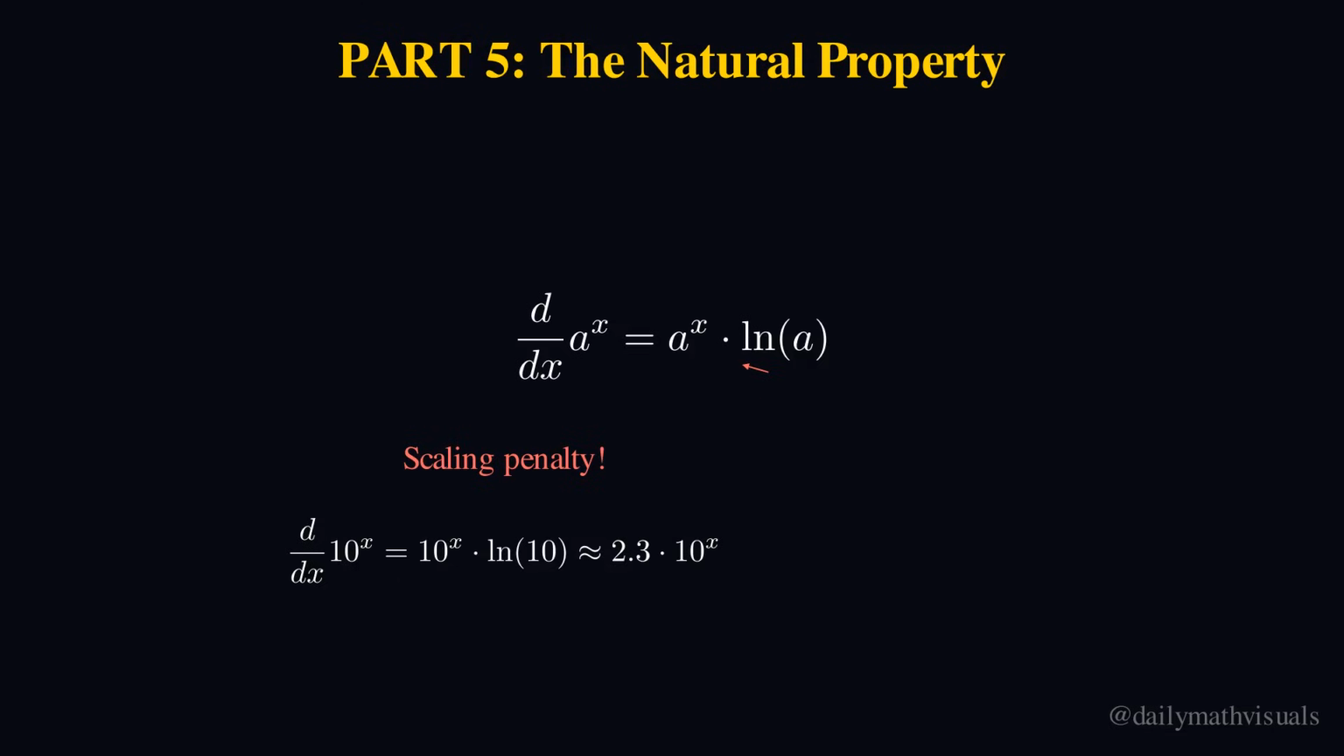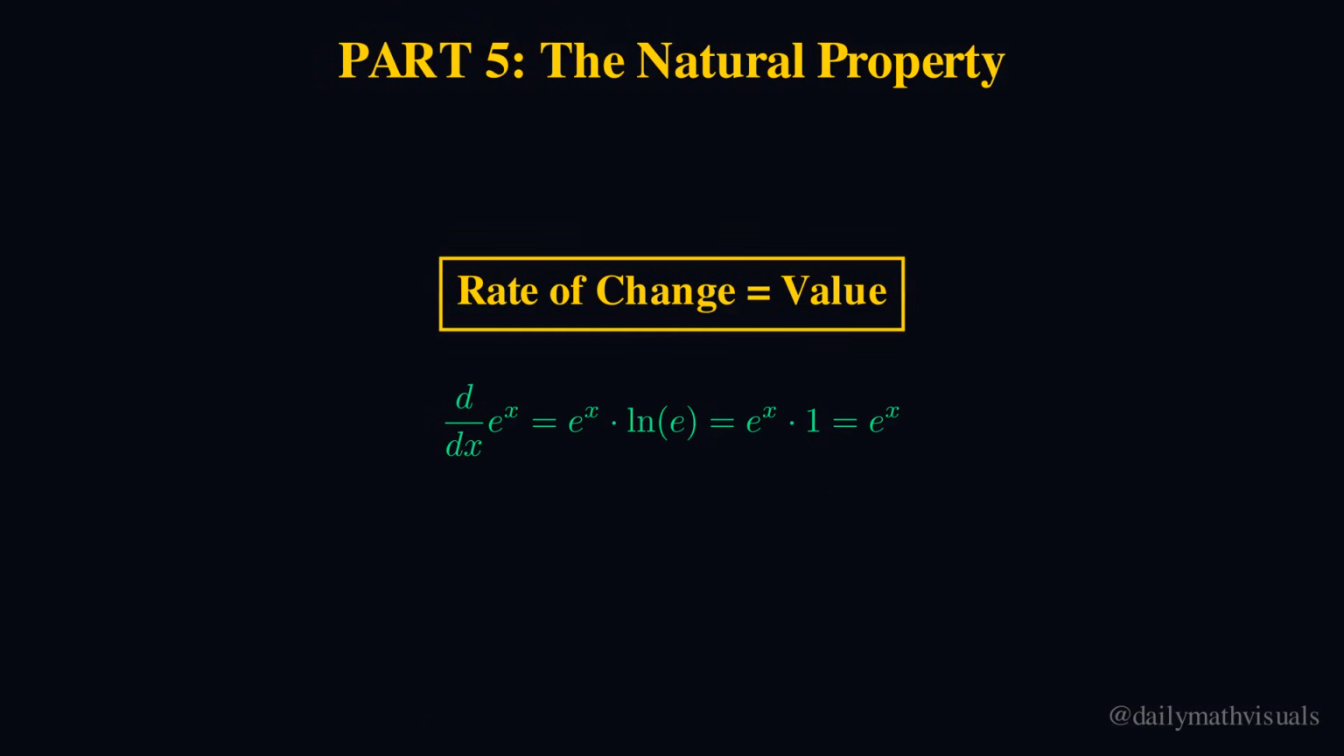This is why e is called the natural base. For any other base a, the derivative carries a scaling penalty. For example, the derivative of 10^x is 2.3 times 10^x. The rate of change doesn't match the value. But for e, the natural log of e is exactly 1, so there's no scaling penalty at all. This is the natural property. Only with base e is the rate of change perfectly synchronized with the value.